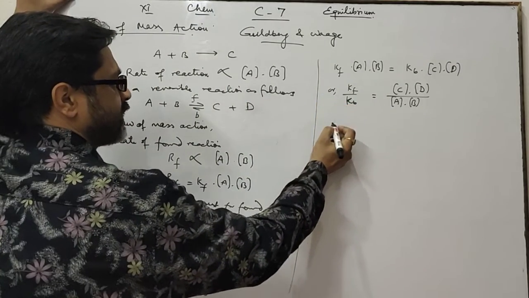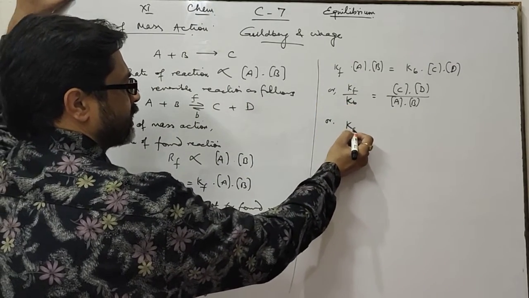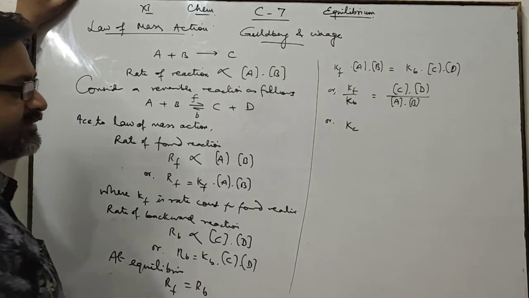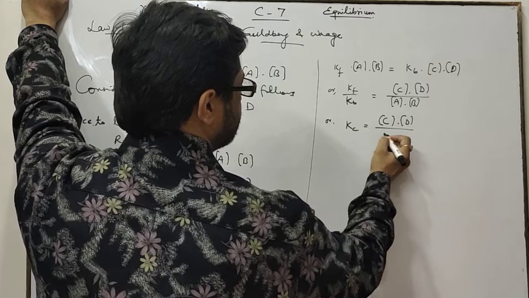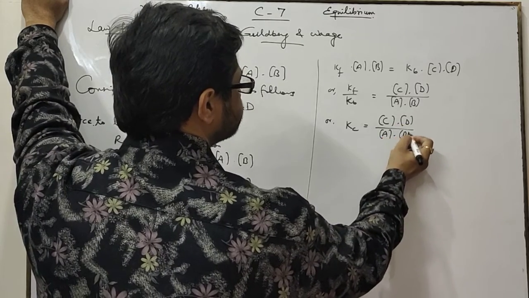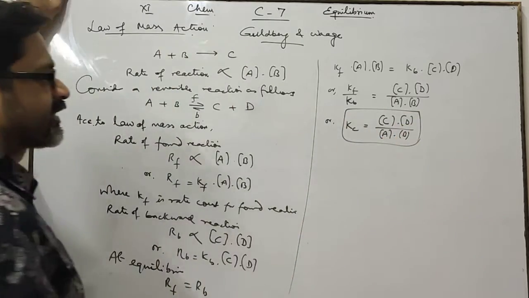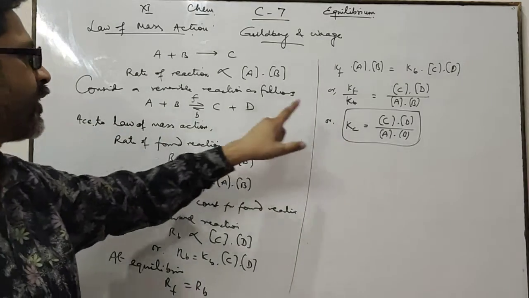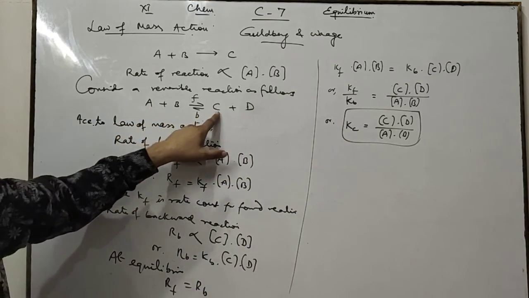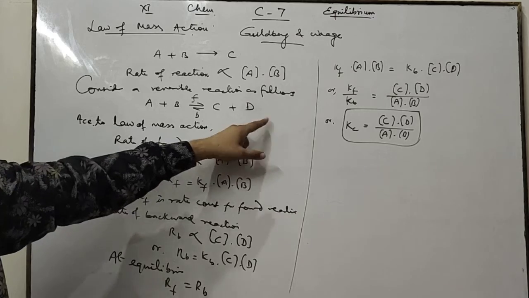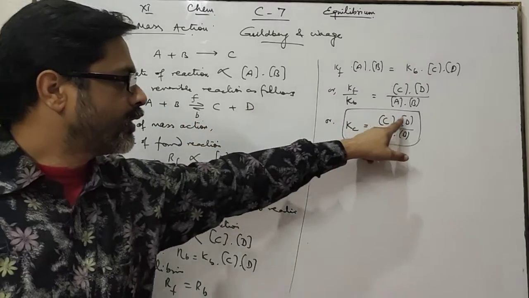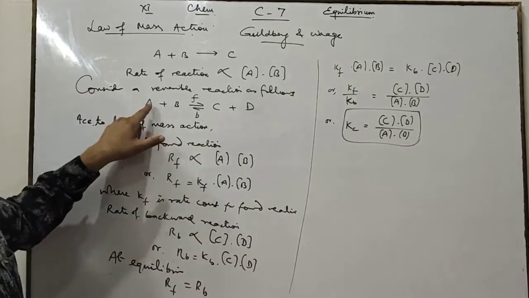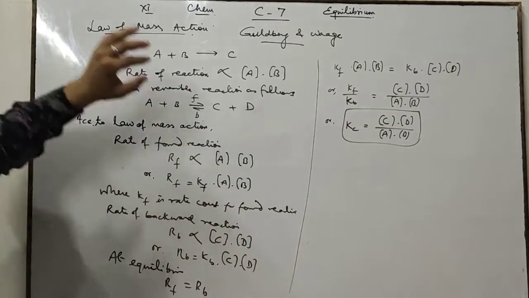These both are constants, hence you can write another constant Kc equals active mass of C into active mass of D upon active mass of A, B. This is the expression for the equilibrium constant for this reaction A plus B gives C plus D. Means the products are on the upper side and reactants are on the lower side.